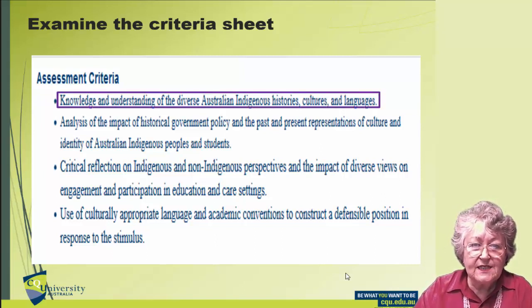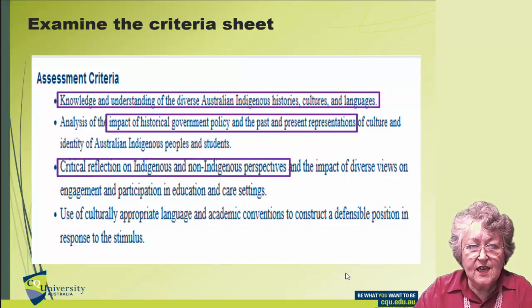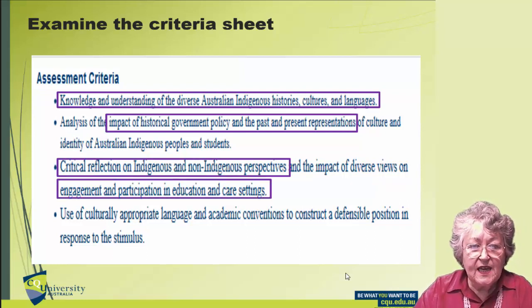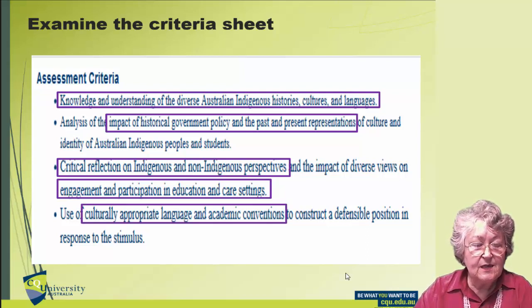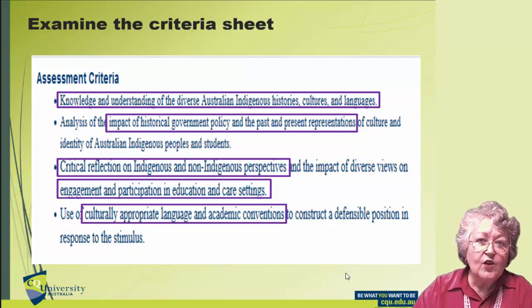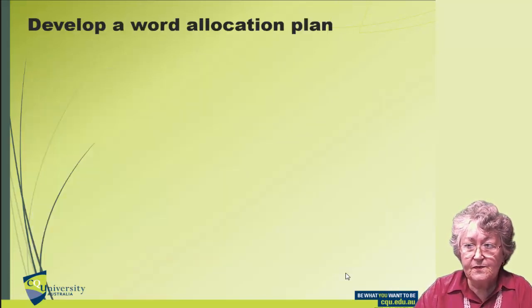So we have knowledge and understanding, we have impact of historical policies, we have critical reflections, and we have engagement and participation in education and care settings, and culturally appropriate language and academic conventions. Now, if you use each one of those as a subheading, you can very easily slot your researched information underneath those headings and thereby begin to create the assignment that you need to write.